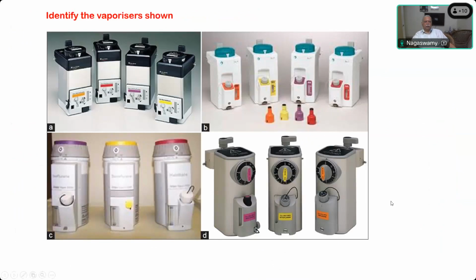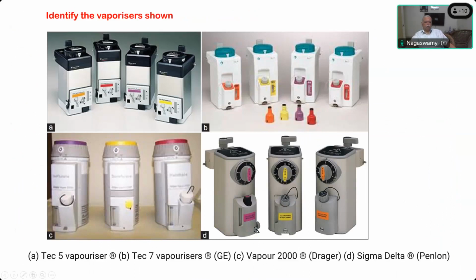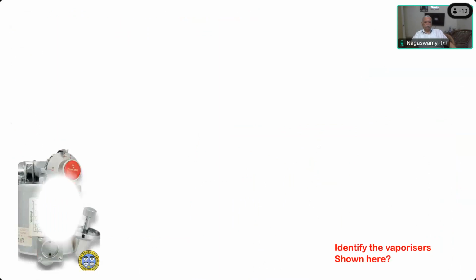These are some of the vaporizers which you are seeing in the modern days. Can you identify them? Because they are all different company models, so I don't expect you to know the individual name. Anyway, the A is what is called Tec 5 vaporizer, and B shows Tec 7 vaporizer, and the C shows Vapor 2000 by Draeger company, and this is Sigma Delta by Penlon company. So these are all different brands or varieties of the vaporizer.